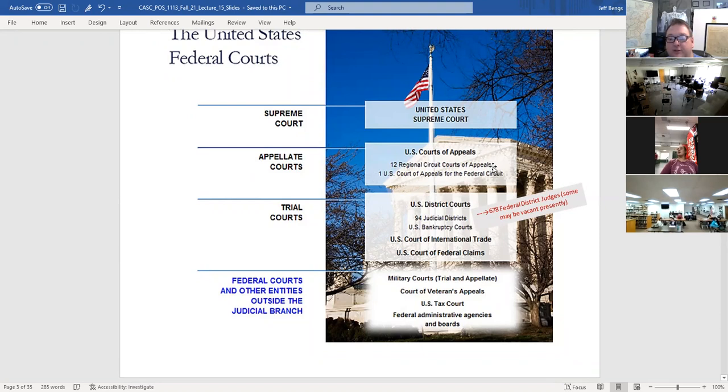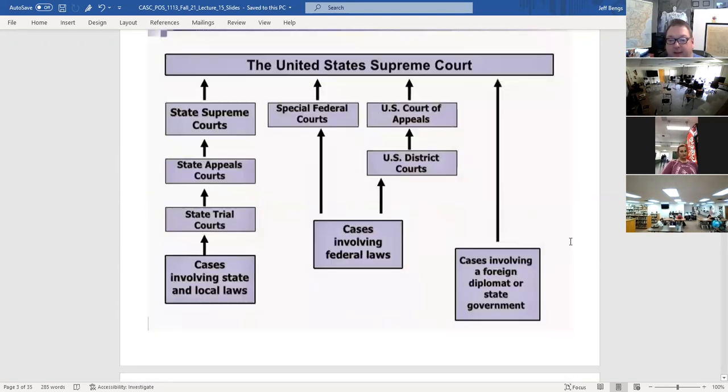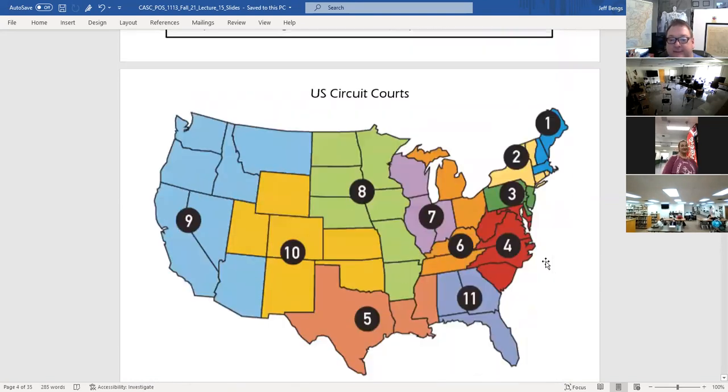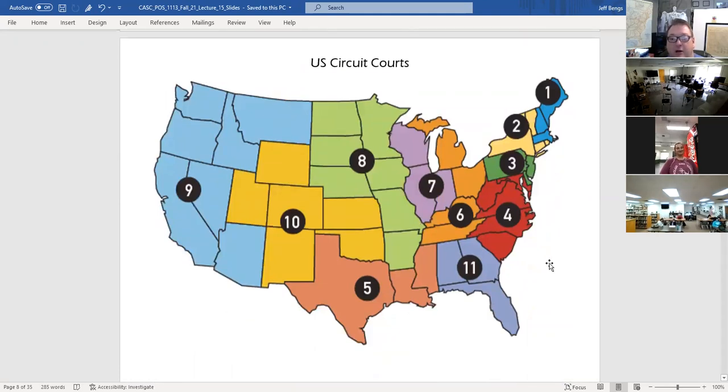12 regional courts, and then there's 1 U.S. Court of Appeals for the Federal Circuit. Now I have another map showing where these are. So here are the 11 regions. The 12th one is in the Washington, D.C. area, right here. But you can see that Oklahoma, we are a part of the 10th Circuit Court of Appeals.